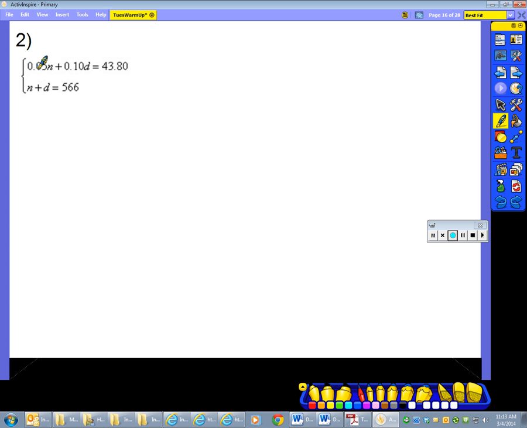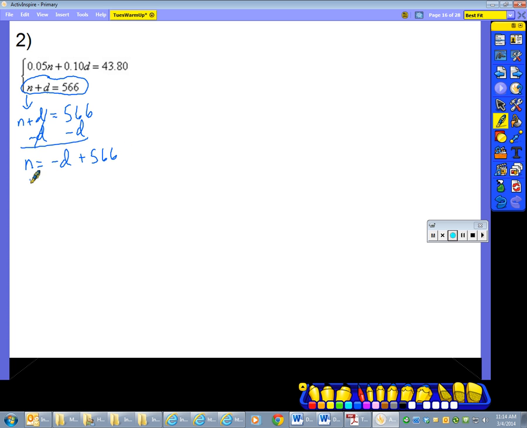They'll do that sometimes. So the very first thing we have to do is we need to get one of these variables by itself in an equation. And you get to pick which one, and the easiest one to do that with is probably this bottom one right here. So what I'm going to do is work this out. N plus D equals 566, and get a variable by itself. And it doesn't matter which one you get by itself. You just need a variable by itself. So I'm going to subtract D from both sides, and I'm left with N equals negative D plus 566.